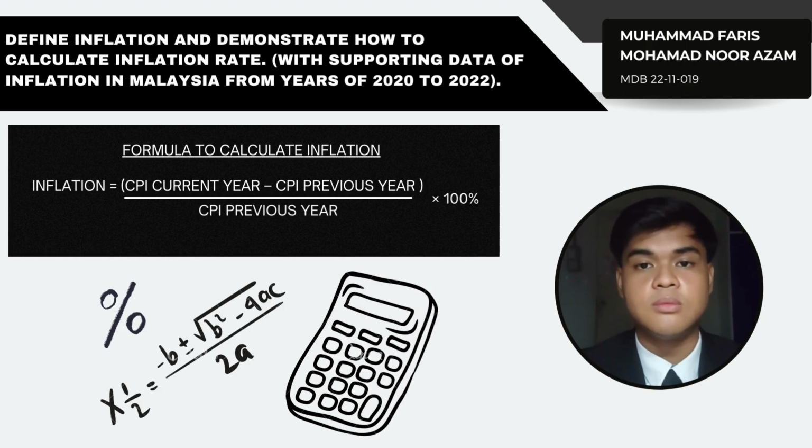So, what is the formula to calculate the inflation rate? Inflation rate is equal to CPI current year minus CPI previous year, divided by CPI previous year, times 100, where CPI stands for Consumer Price Index. The inflation rate is calculated by taking the difference between the CPI for the current year and the CPI for the previous year, dividing that difference by the CPI for the previous year, and then multiplying the result by 100 to get a percentage.